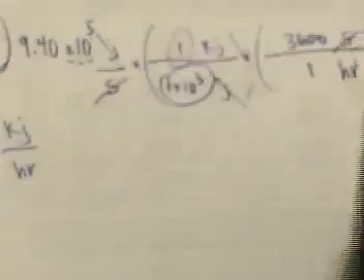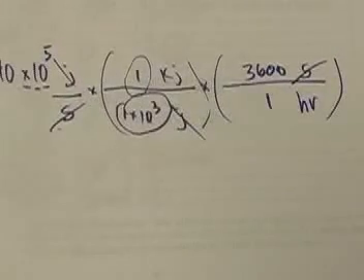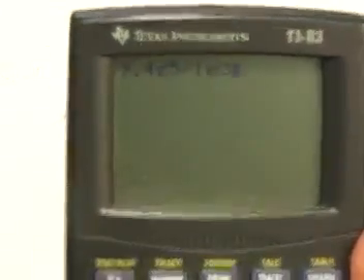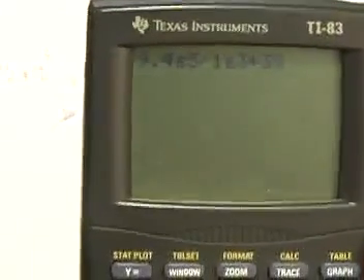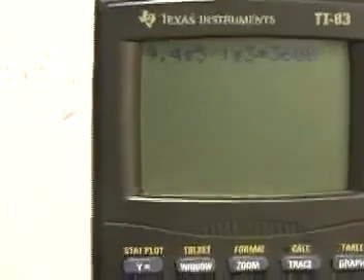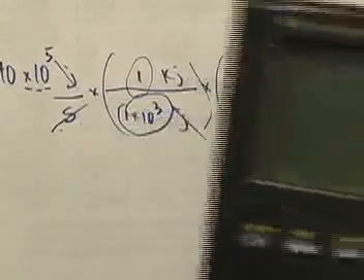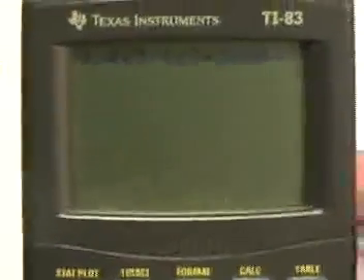Okay. The next thing it says is times 3,600 divided by 1. So on my calculator now I'm going to multiply by 3,600. See how easy that is to put in? You don't have to put in the times 10 to the stuff right here. The E's take care of that.